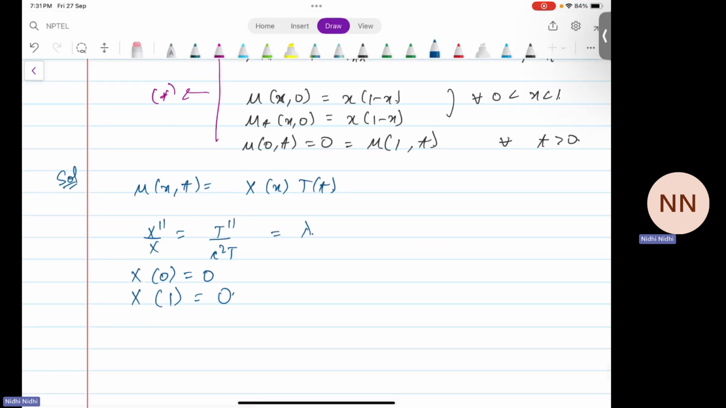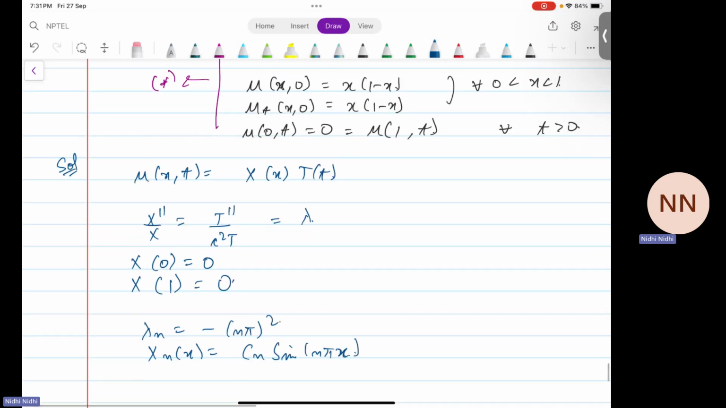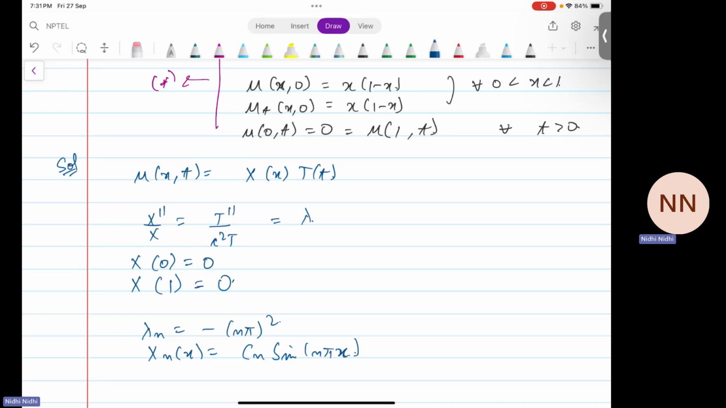I would like you to see all the cases for lambda. See that for lambda greater than or equal to 0, we will have just the trivial solution, and the non-trivial solution can be found for lambda n equals to minus (n pi) square, and for that X_n(x) will be c_n sine n pi x. So please do till here. After that we will find T. So in order to find T, now we don't have any condition on T that is 0. So just do till here.